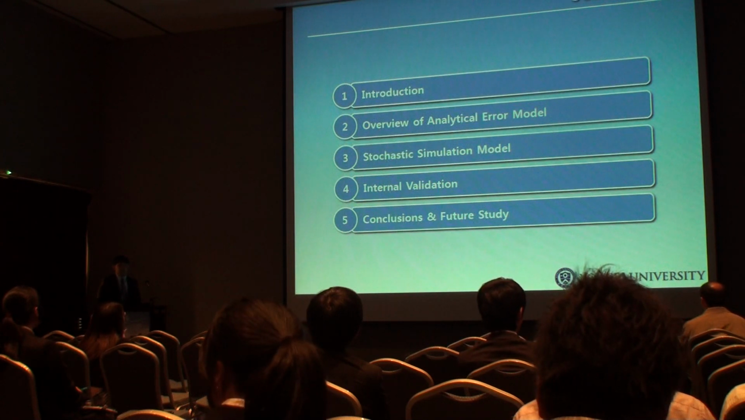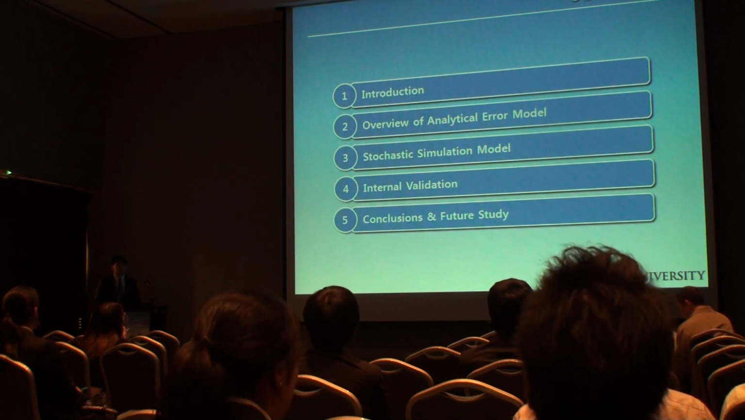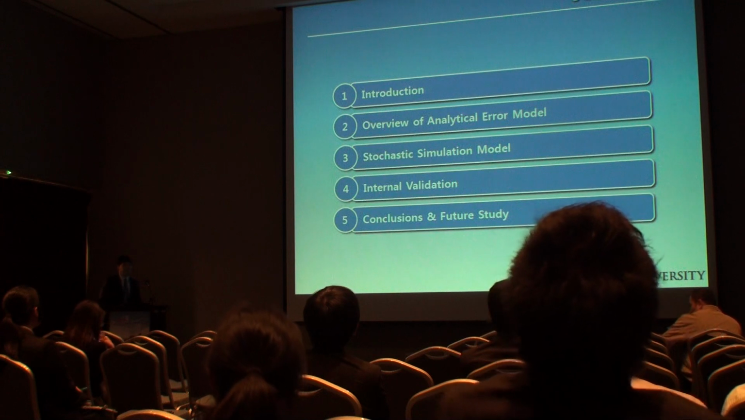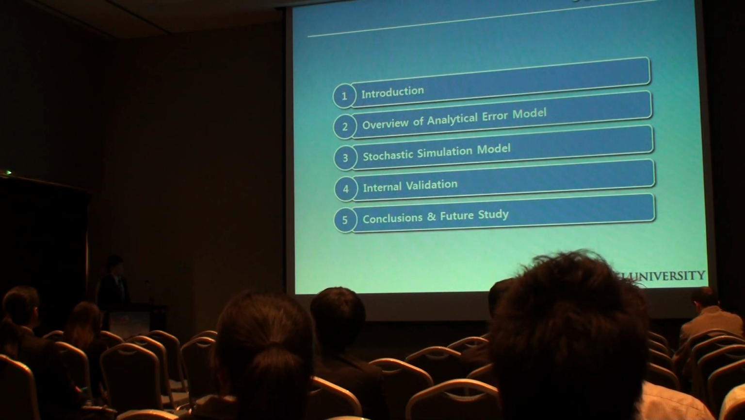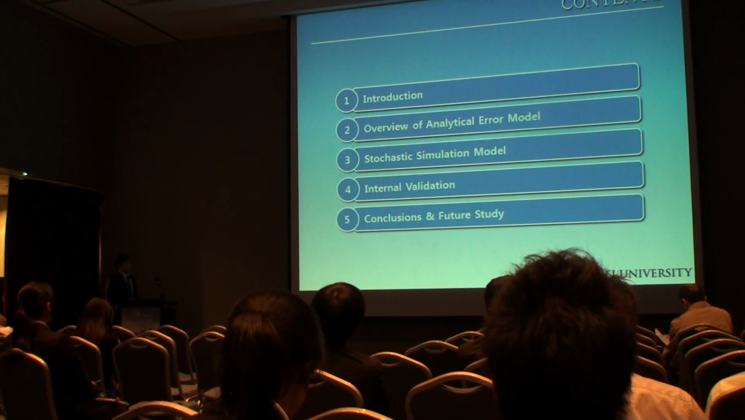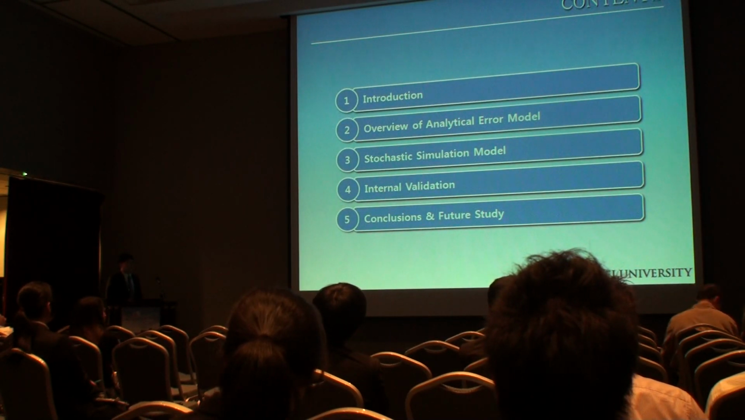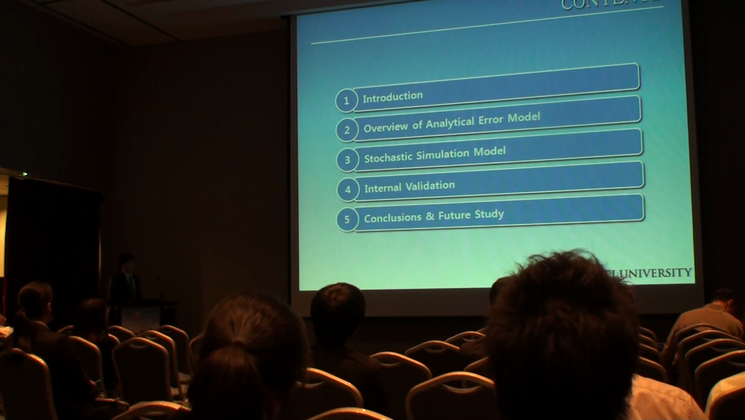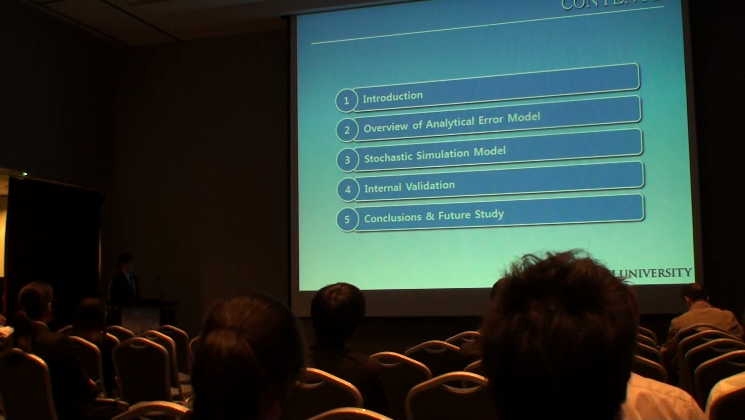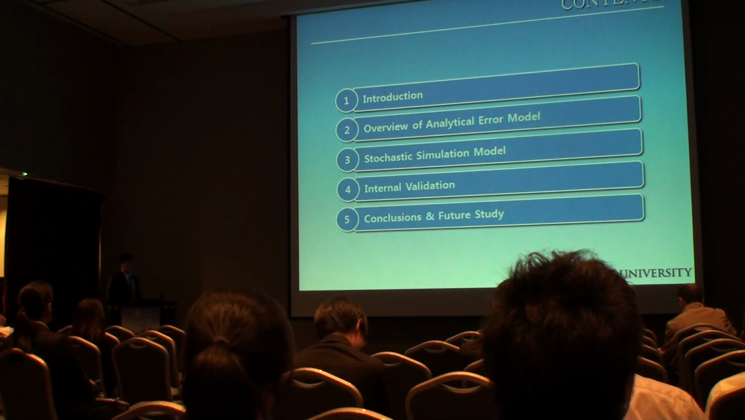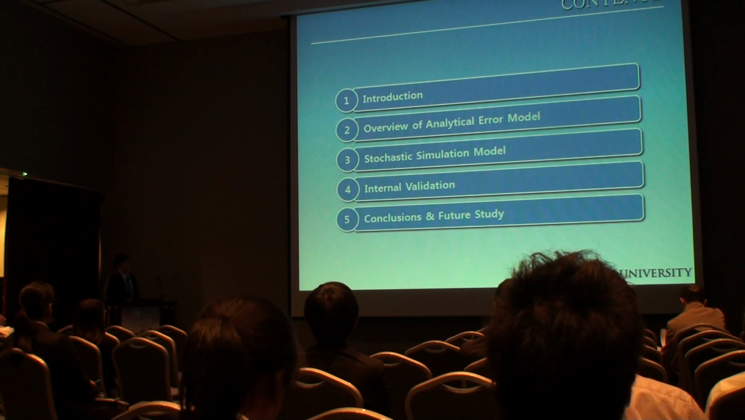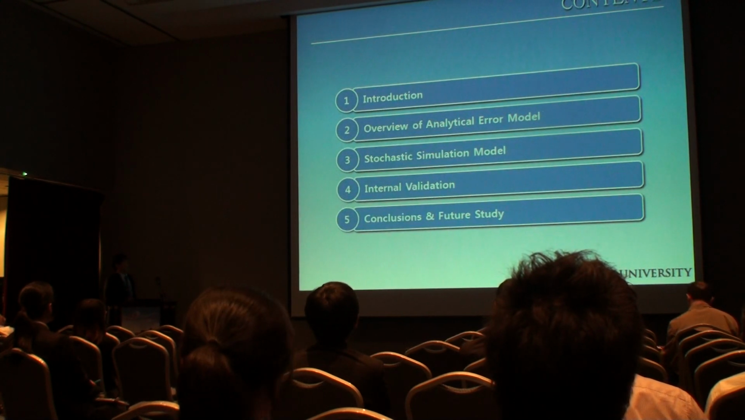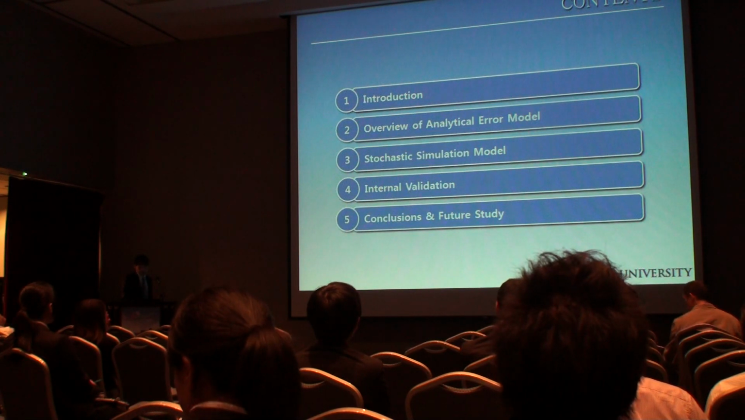This presentation is about data quality issues in geographic information systems. As a partial result from my research, the stochastic simulation model of point and line segment will be introduced. These stochastic simulation models will be compared to the corresponding analytical error models in the internal validation, and conclusion and future study will be made in the last part.